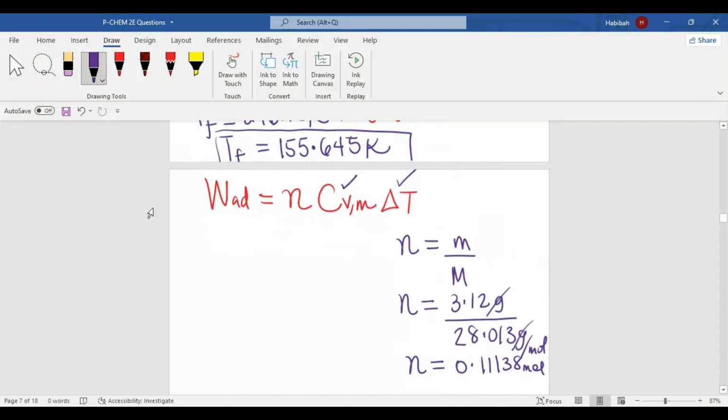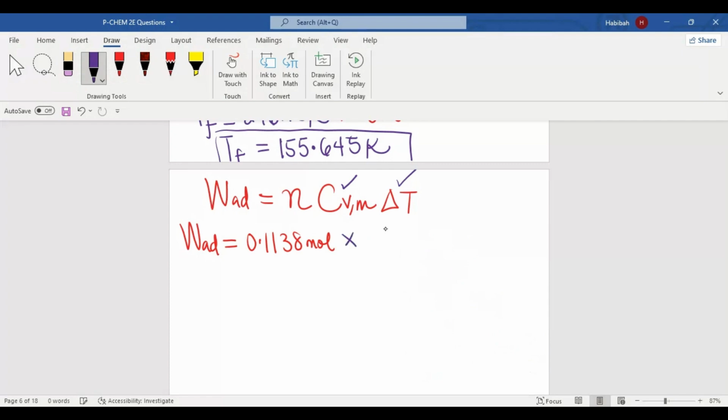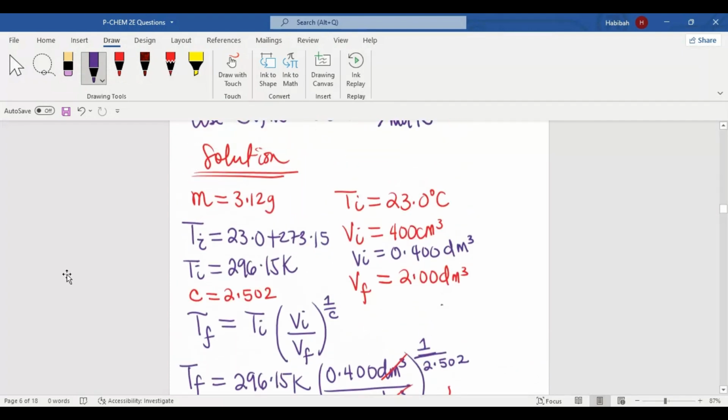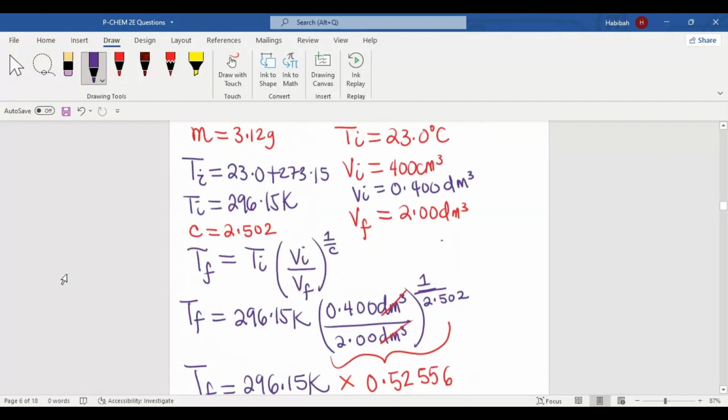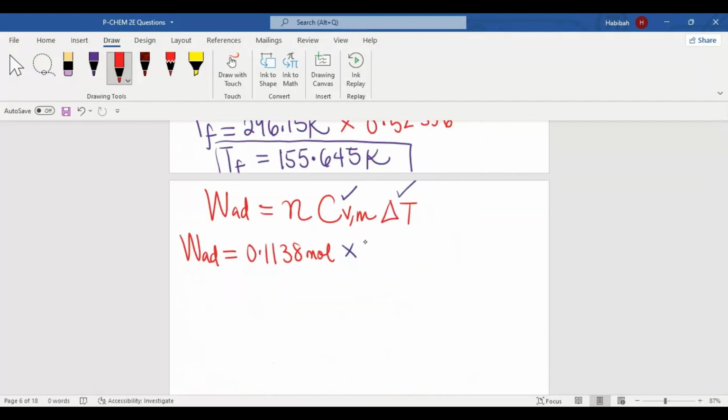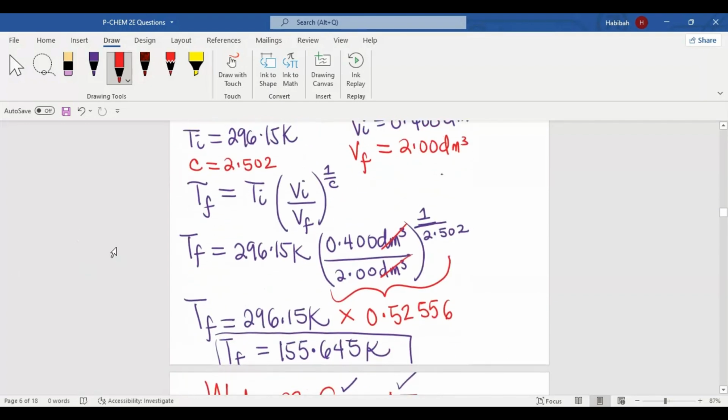So now we have the number of moles. We have all the other values, so we just have to substitute. The adiabatic work done is 0.1138 mole, times the heat capacity at constant volume, which is 20.81 joule per mole Kelvin, times the change in temperature, which is 155.645 kelvins minus the initial temperature, which is simply 296.15 Kelvin.